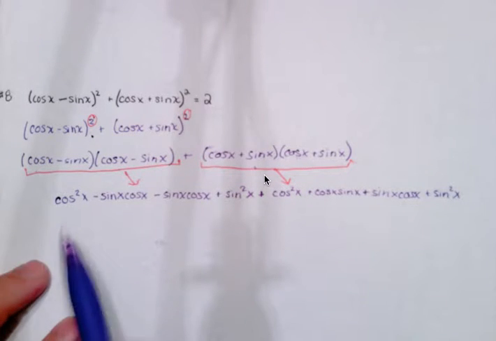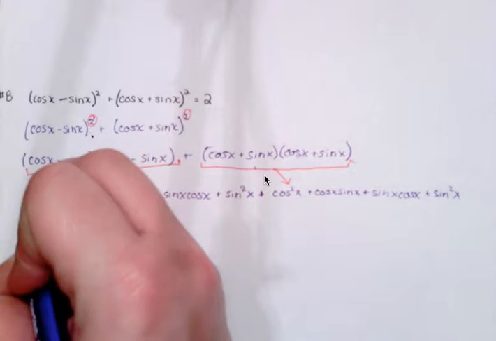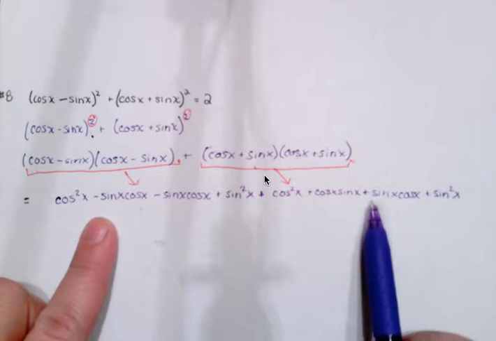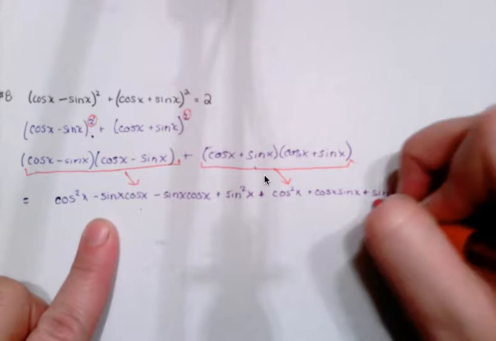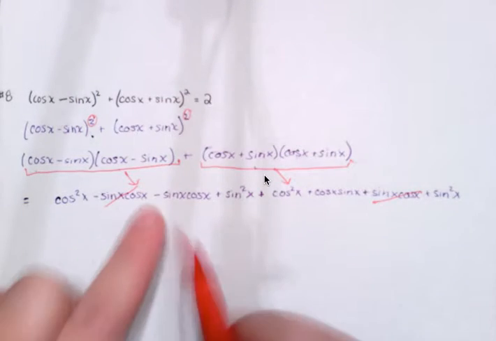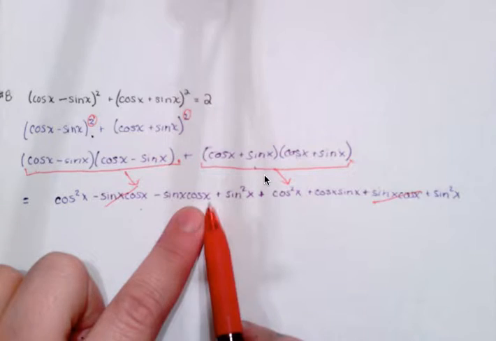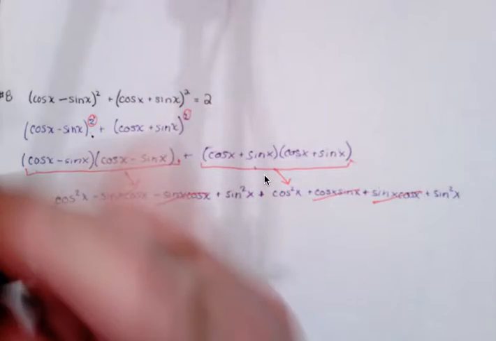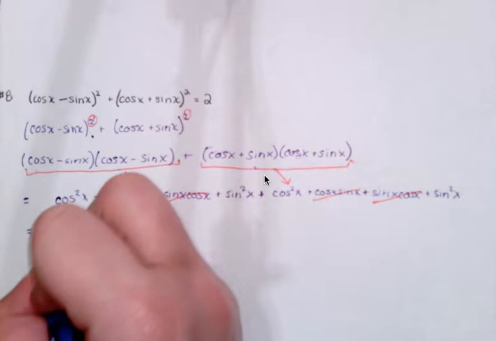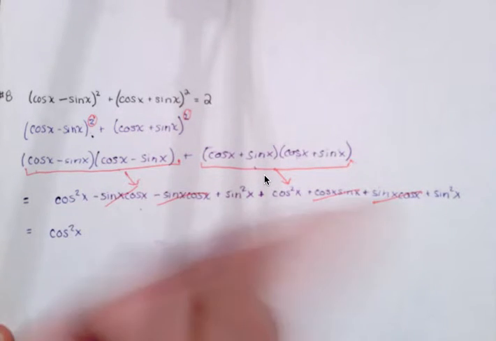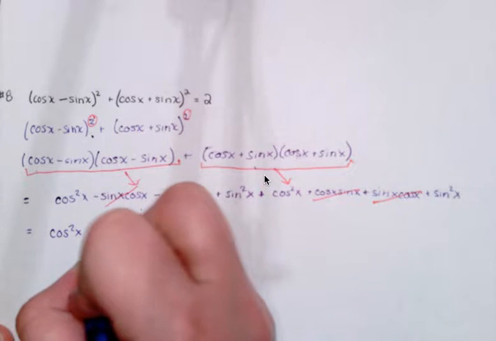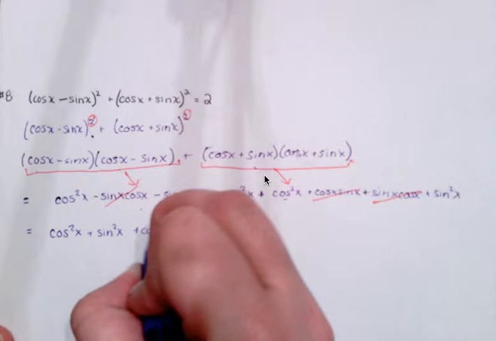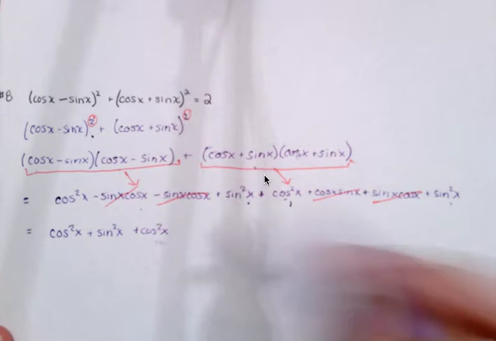So, now, I'm going to combine any like terms, simplify, all that stuff. So I have a minus sine x cosine x and a plus sine x cosine x. So those are going to cancel out. I have a negative sine x cosine x and a positive cosine x sine x. Those cancel out. So then I am left with cosine squared of x plus sine of x squared, and then plus cosine squared plus sine squared.